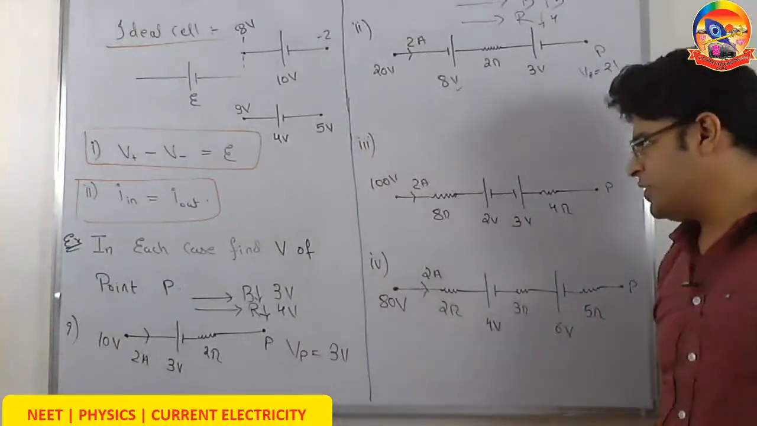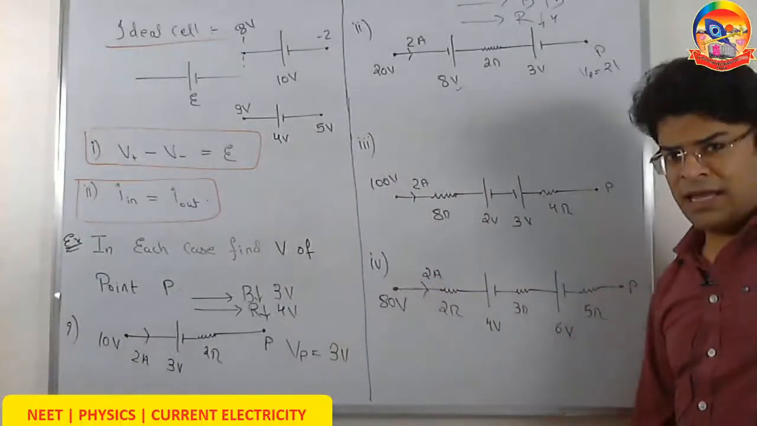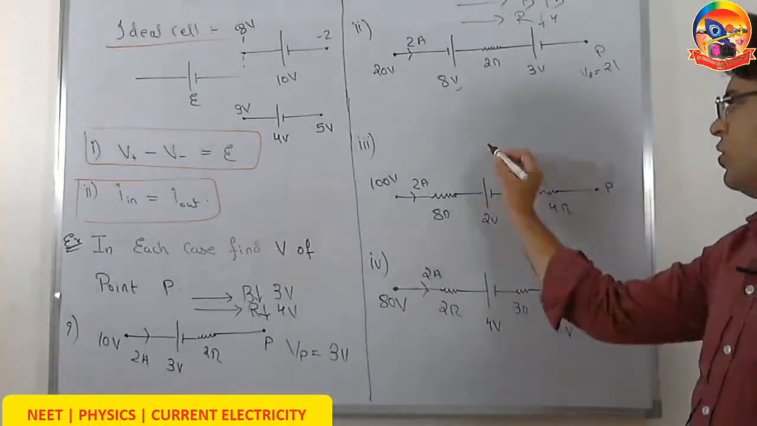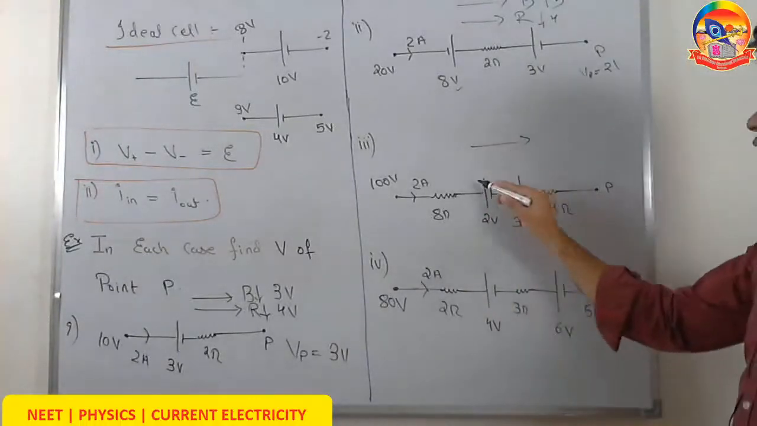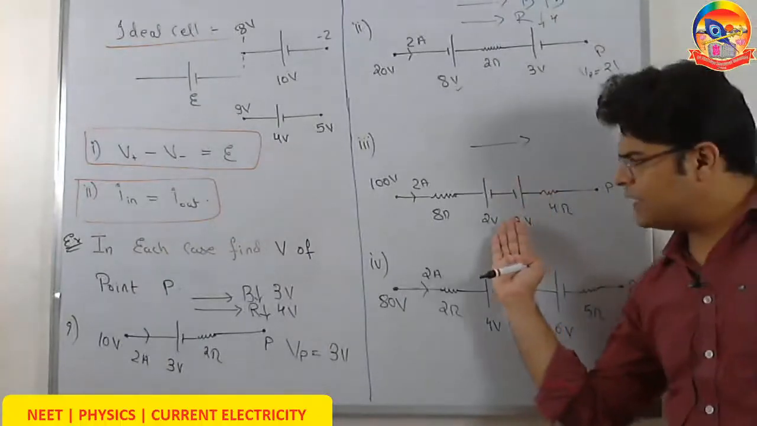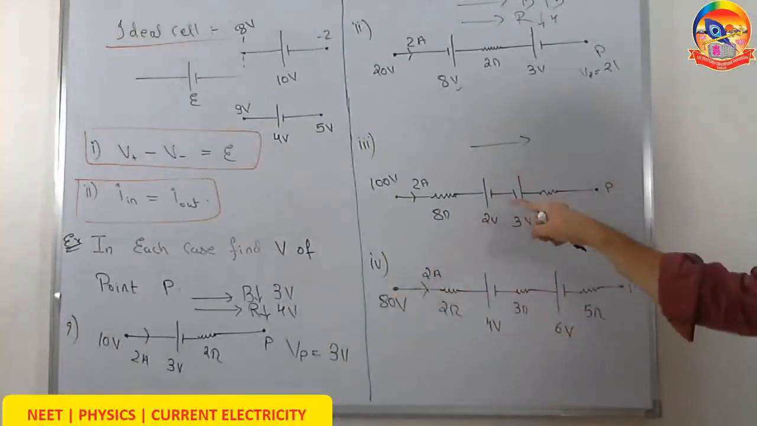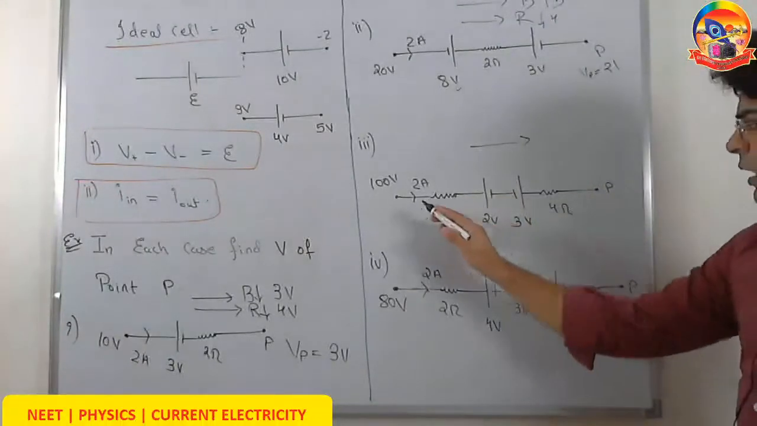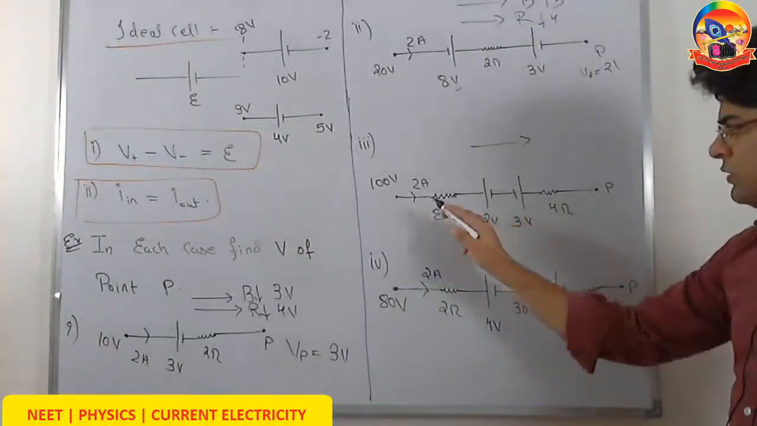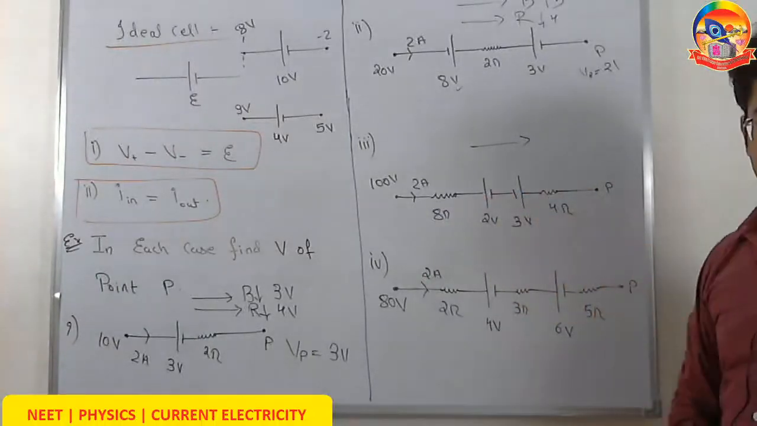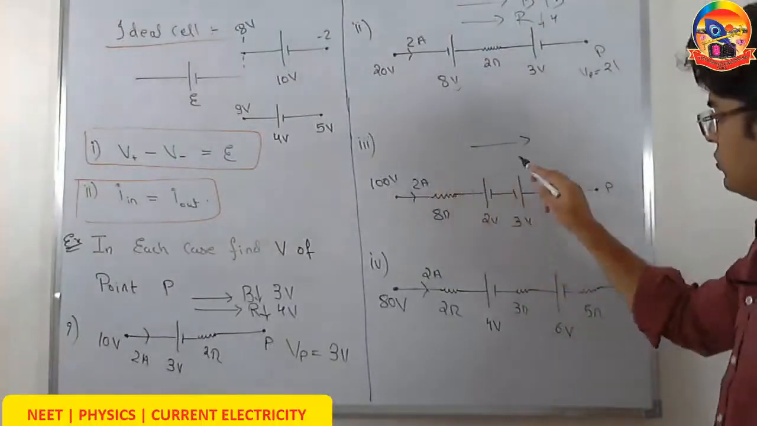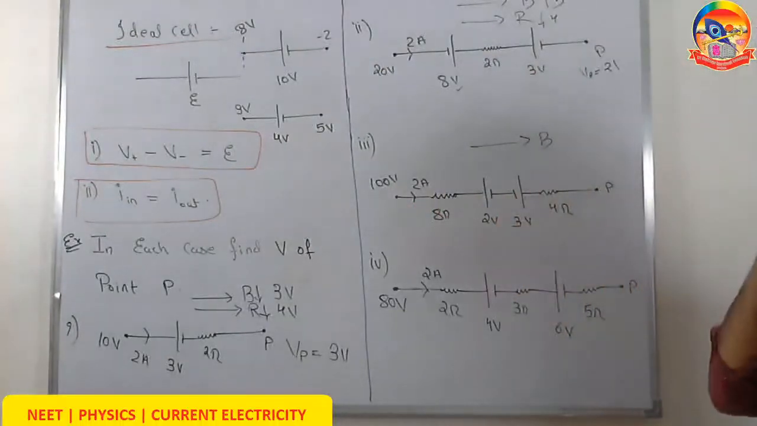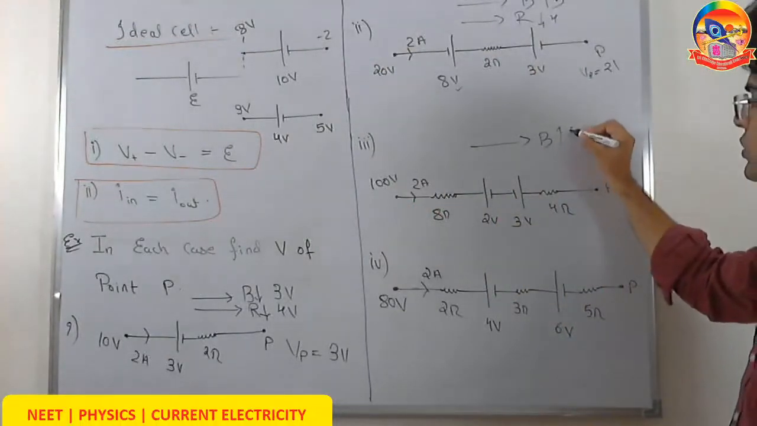Now let's see the next case. The potential of the left-hand side is 100. This is a 2 volt battery, this is a 3 volt battery. Going from left to right, this 2 volt battery tries to make the potential of the left-hand side higher. This 3 volt battery tries to make the potential of the right-hand side higher. So because of the 2 volt battery, it tries to decrease the potential going from left to right. Because of this 3 volt, it tries to increase the potential. So because of both the batteries, going from left to right, what happens to the potential? The potential overall increases by 1.